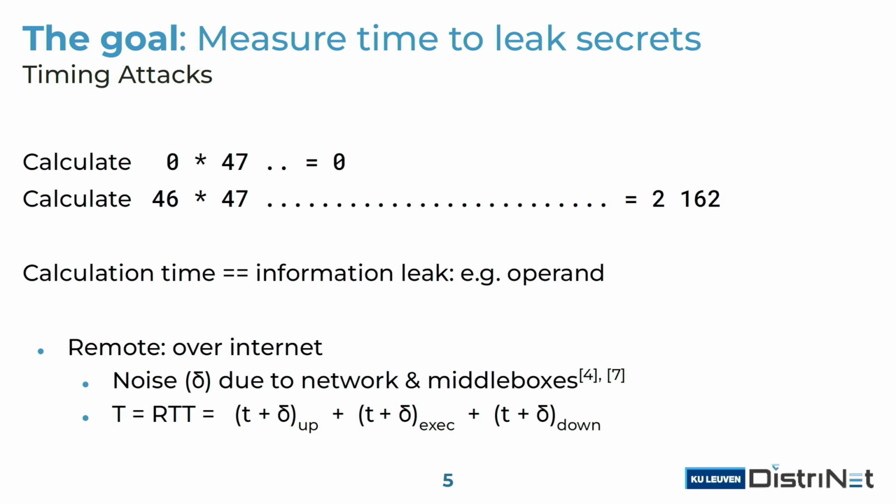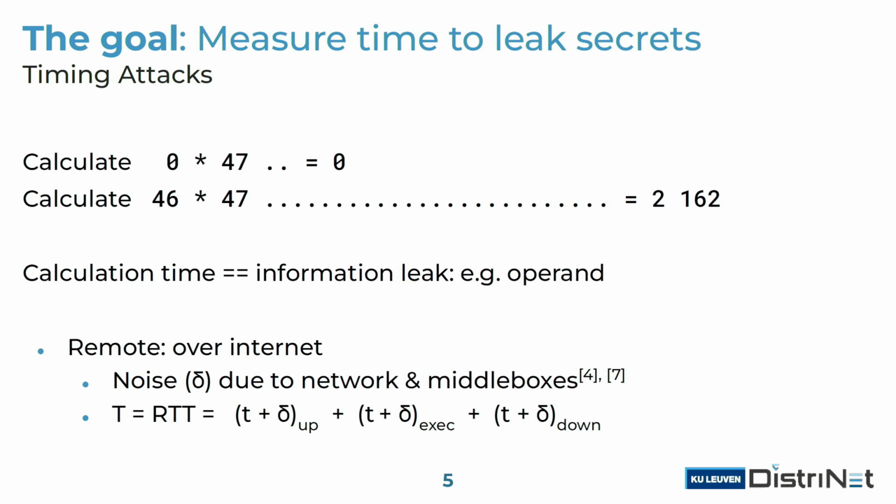And that creates a couple of problems. Most notably, you have a lot of noise on the internet. If you send packets over the internet to a server, it has to be routed through multiple, what they call middle boxes. These are routers, switches, any kind of backbone infrastructure. And a packet can be delayed in each of those boxes.